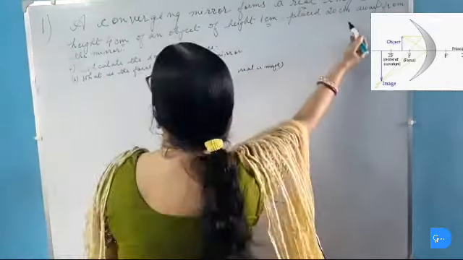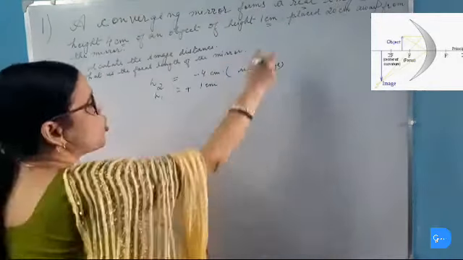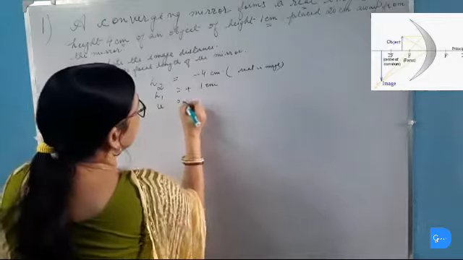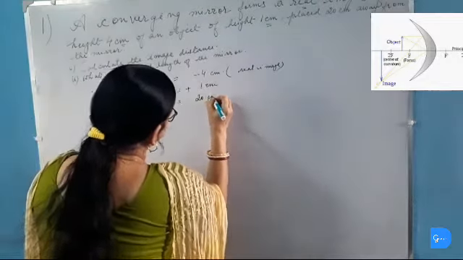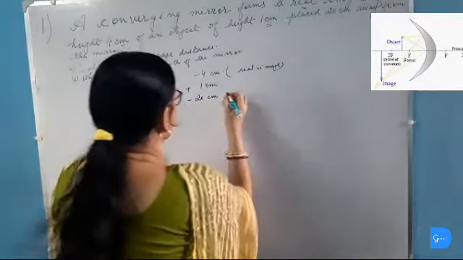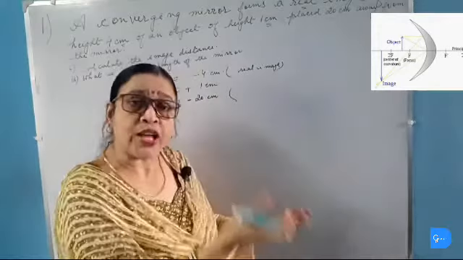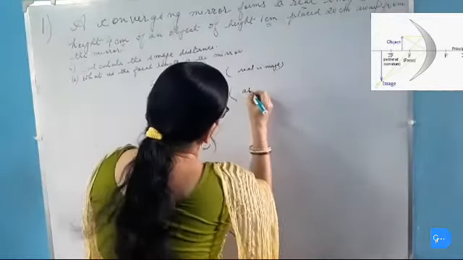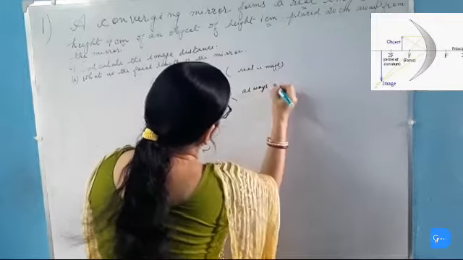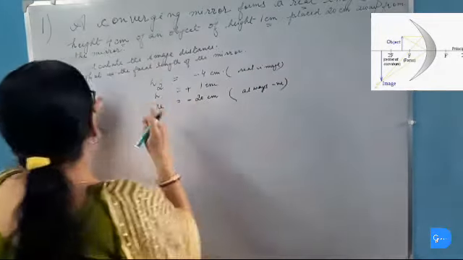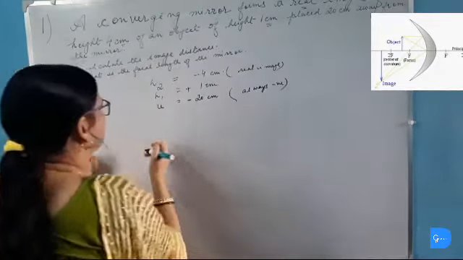Placed 20 cm away from the mirror. Object distance u is equal to 20 cm. Object distance is always in minus because it is formed on the left side of the mirror. So always negative. Now first we have to find the image distance.